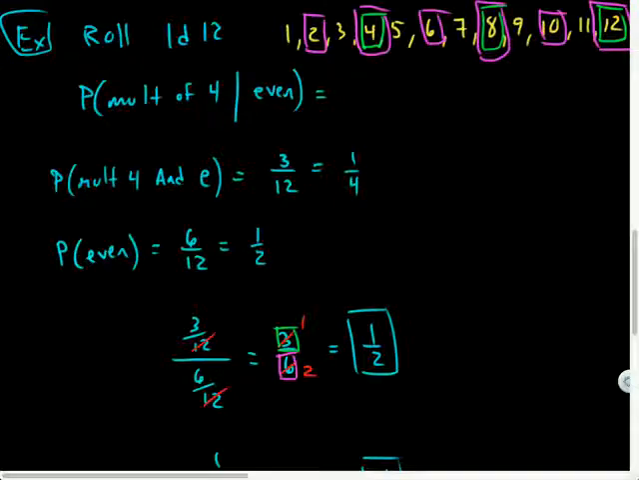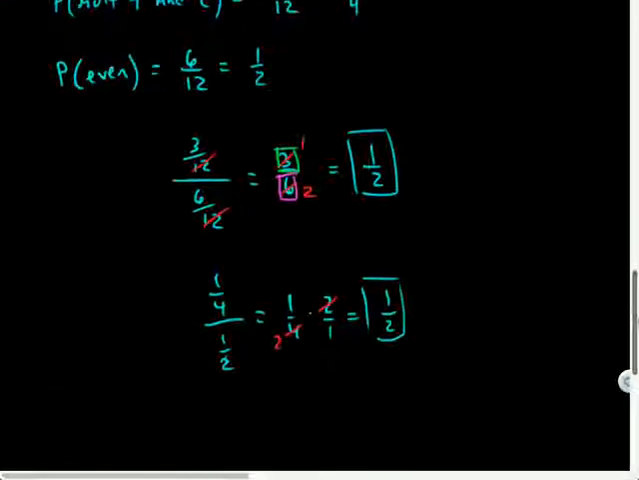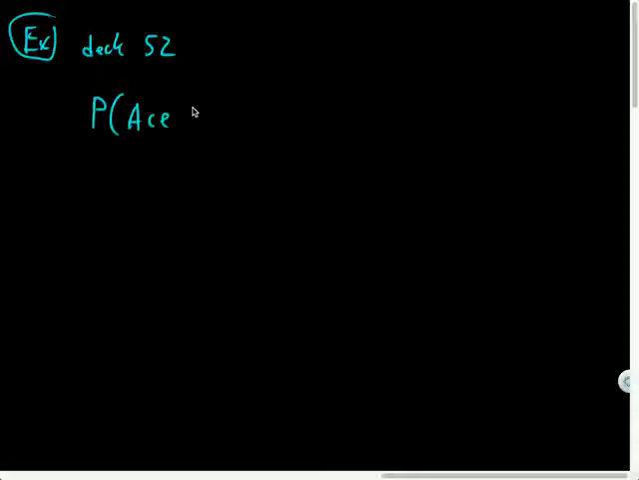So let's see, let's do one more problem. Let's see. I'll scroll over to the right. Why not? My near infinite virtual space to work with. All right, let's find. So I'm drawing cards from a deck. So deck 52. Right? Find the probability we draw an ace, given I know that I've drawn a heart.